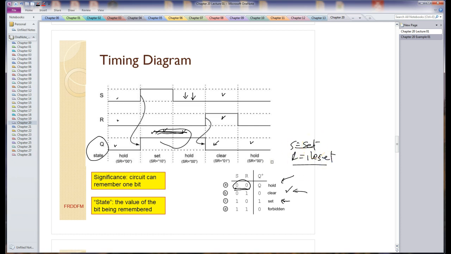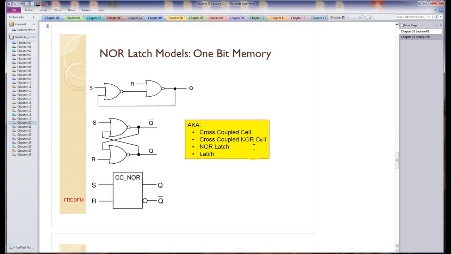So that was this circuit. This Q output here is the state of the circuit. It's a value that's being memorized. Remember, state is essentially the value that's being memorized by a given circuit. This little circuit we had before has the ability to memorize a single bit. So this is the circuit we analyzed. It is officially a NOR latch.